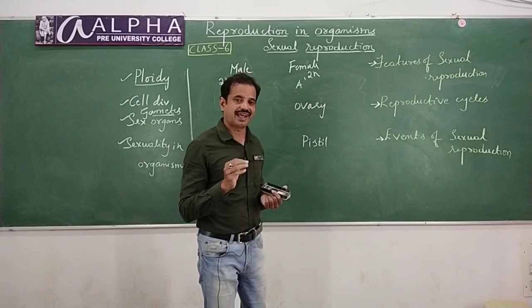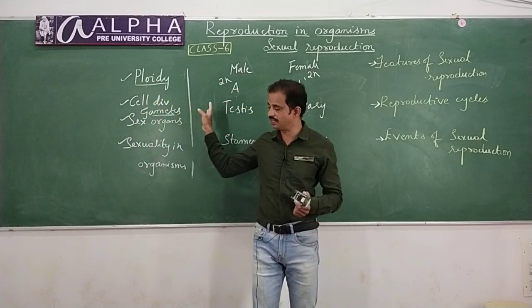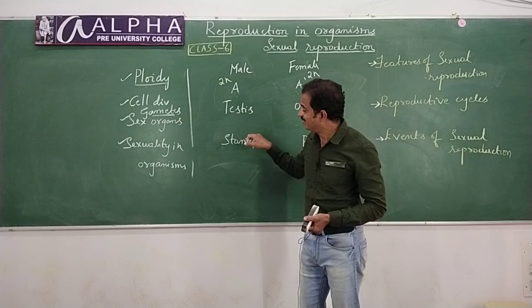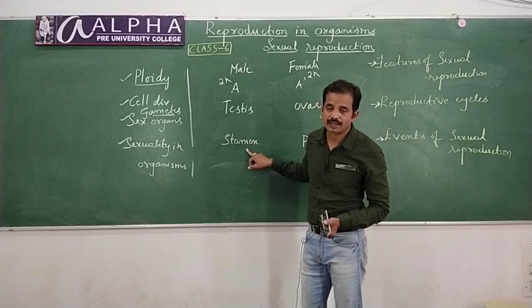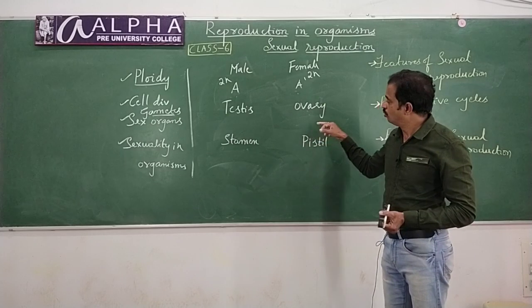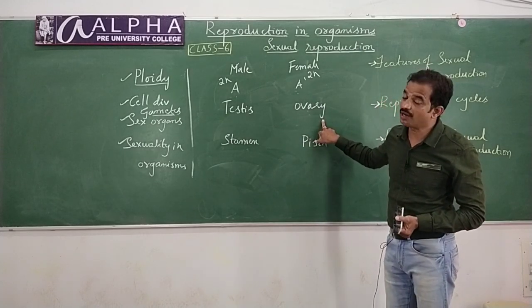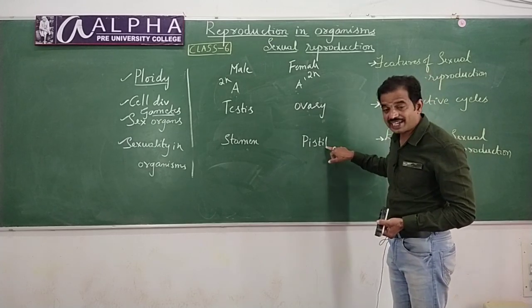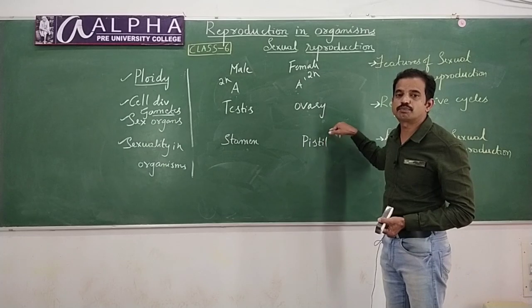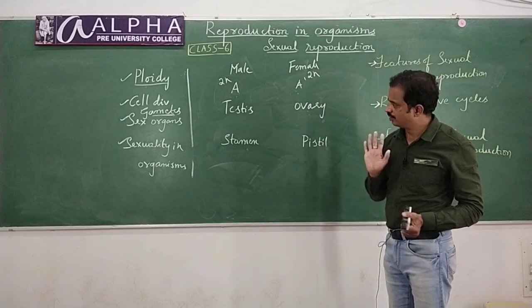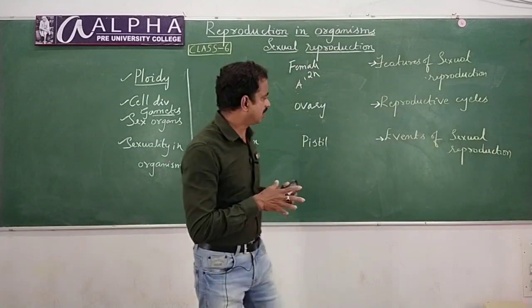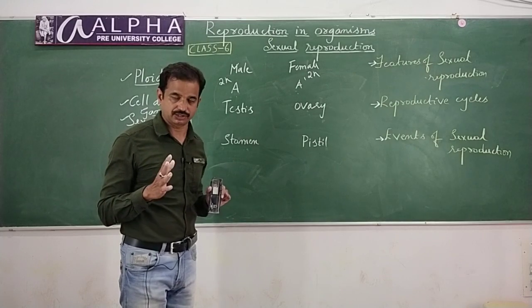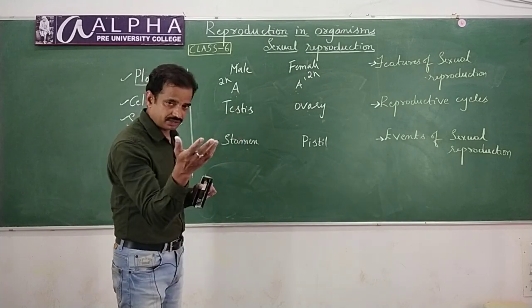Pistil. Just as sperms are produced in the testes, the male gametic cells are produced in the stamen in the plant body. In the same way, as ova are produced in the ovary, in plants the ovum or egg cell is produced in the pistil. Right, I wanted to familiarize you with the names of sex organs so that I can explain those topics very well.